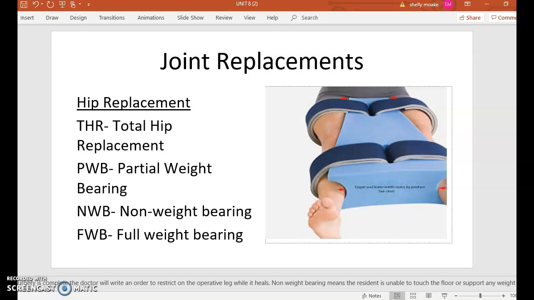This person is wearing what's called an abductor pillow. One of the risks after a hip replacement is for that new ball and socket joint to kind of slip out of the socket. So this is used to prevent it from coming out of the socket.